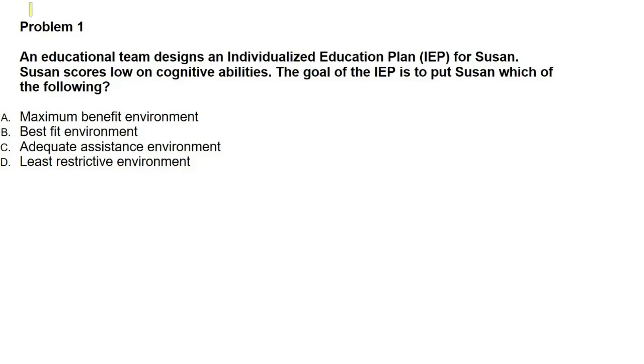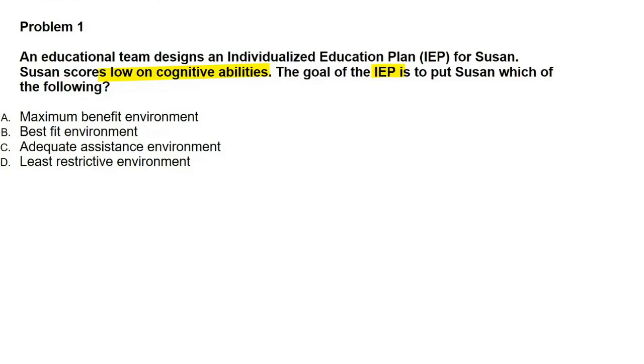We must first remind ourselves that we're looking for someone low on the cognitive ability scale, and we're thinking about an IEP specifically. So with that in mind, let's again look at the choices. A, B, and C contain the terms maximum benefit, best fit, and adequate assistance when referring to environments. Well, an individualized education plan requires that children with disabilities be placed in the least restrictive environment. This is the specific term used in the IDEA, which is the Individuals with Disabilities Education Act. This means that children with disabilities should be placed in classrooms with their peers as much as possible.